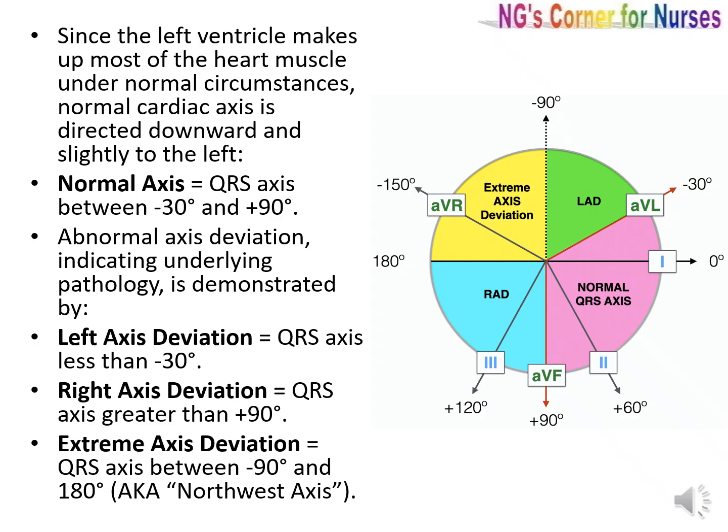And the extreme axis deviation when the QRS axis between minus 90 degree and 180 degree. The yellow color is denoting the extreme axis deviation. This extreme axis deviation is also known as northwest axis.